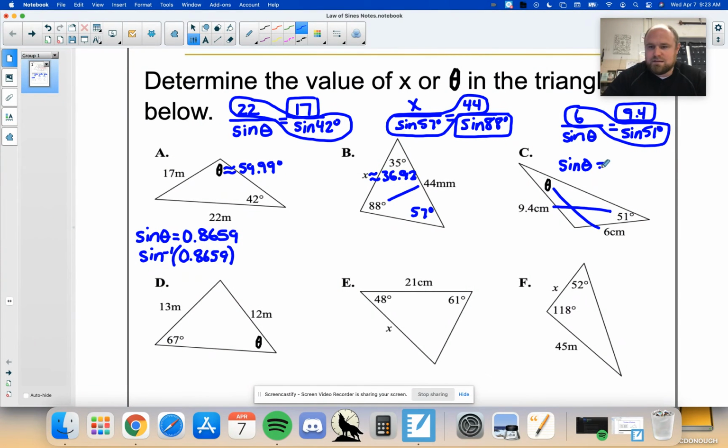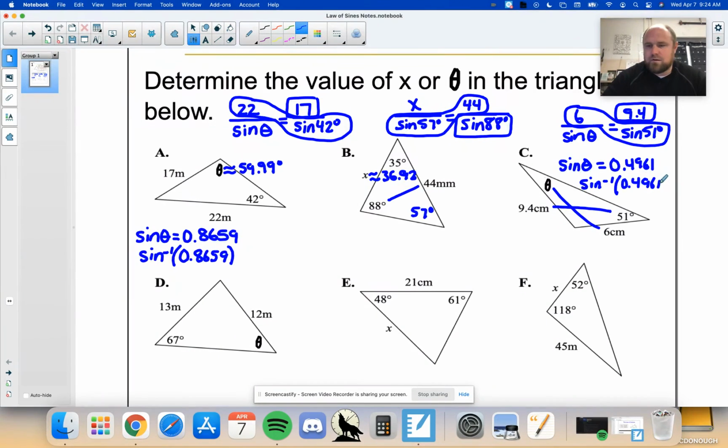Sine of theta is equal to 0.4961. Okay, 496, and it's actually 0.5, so 0.5 rounds this up to a 1. Because I'm looking for angle theta, I'm looking for an inverse. So I'm going to use the sine inverse to figure out angle theta. So I'm going to take the sine inverse of 0.4961.